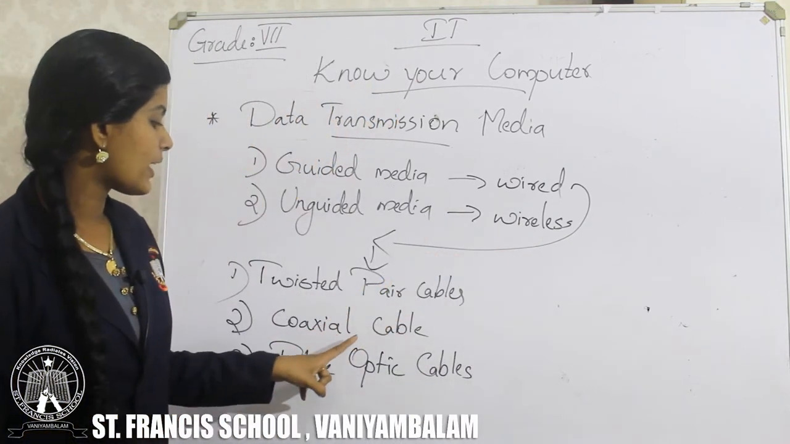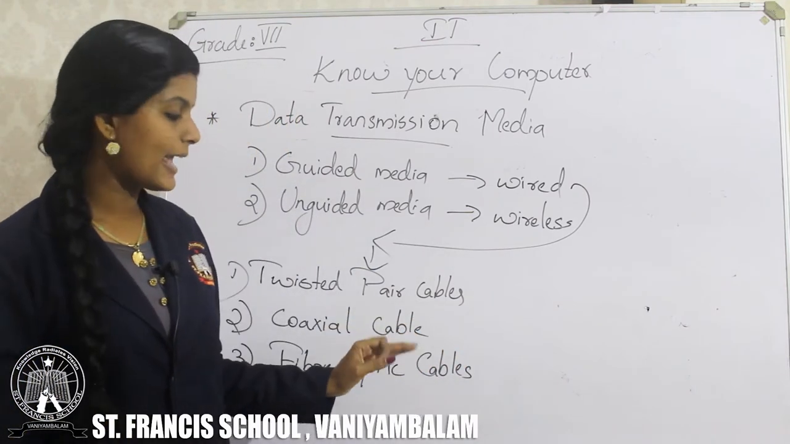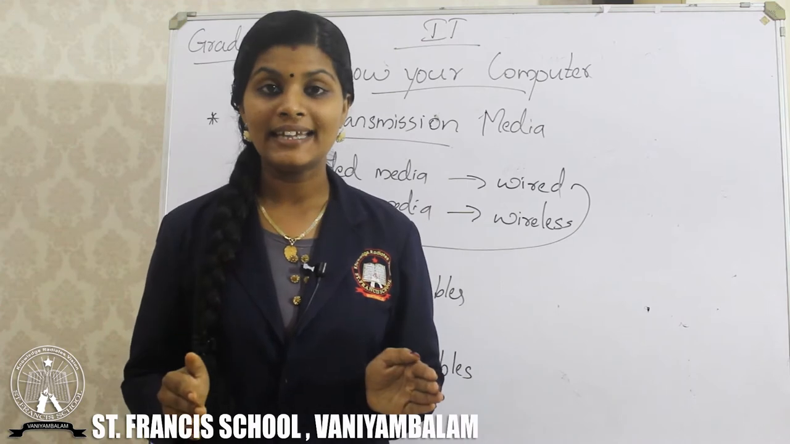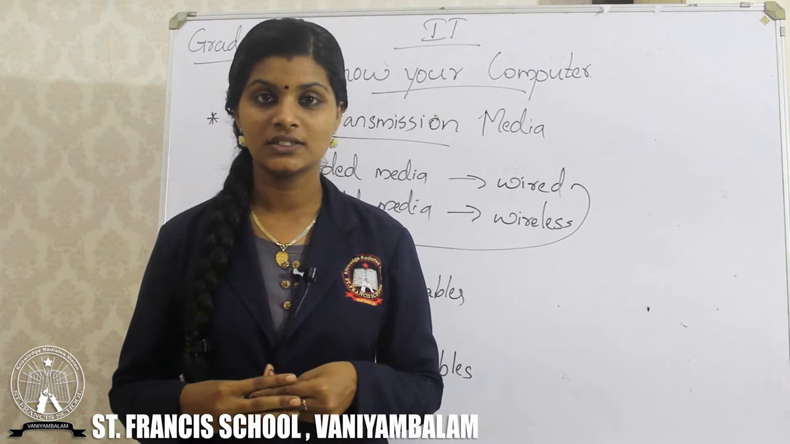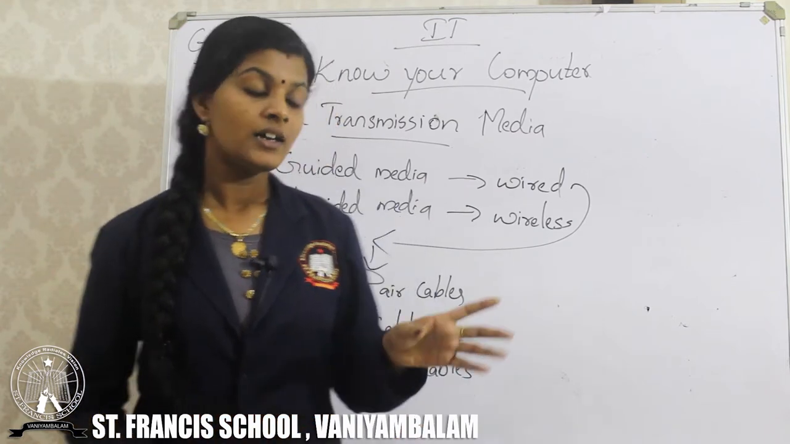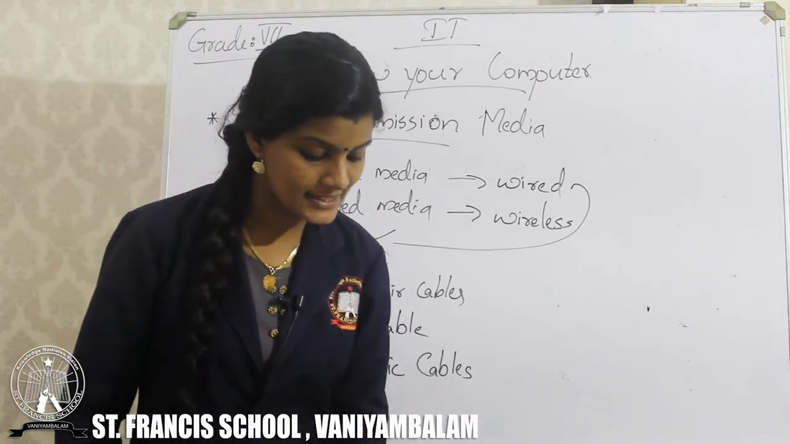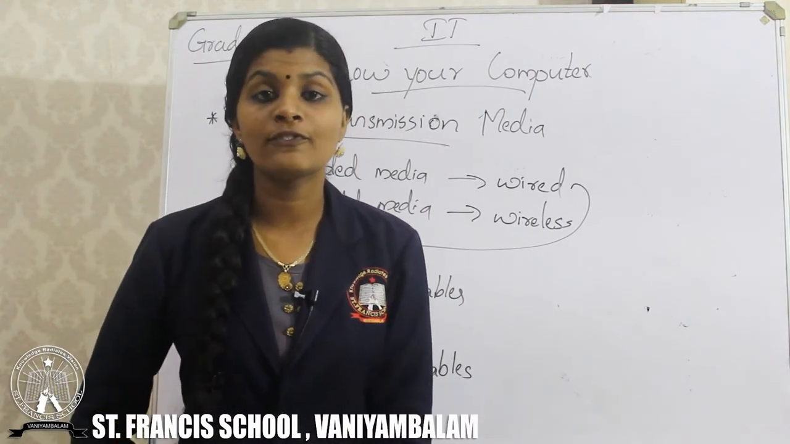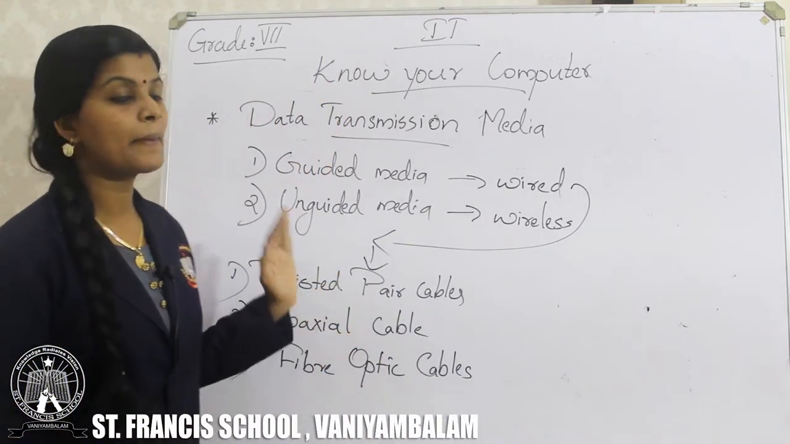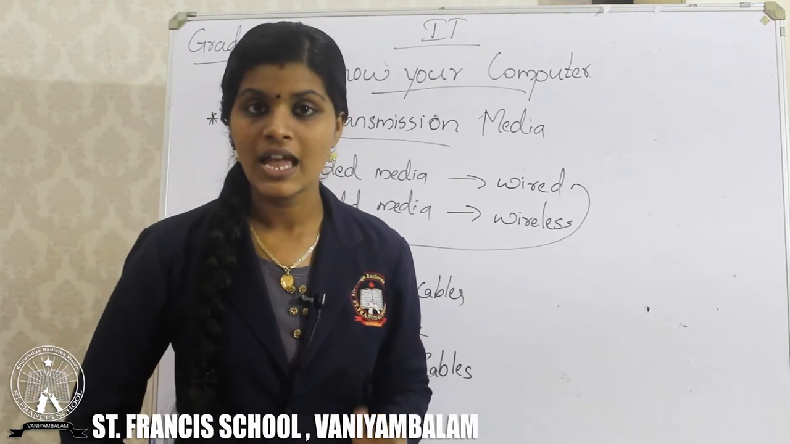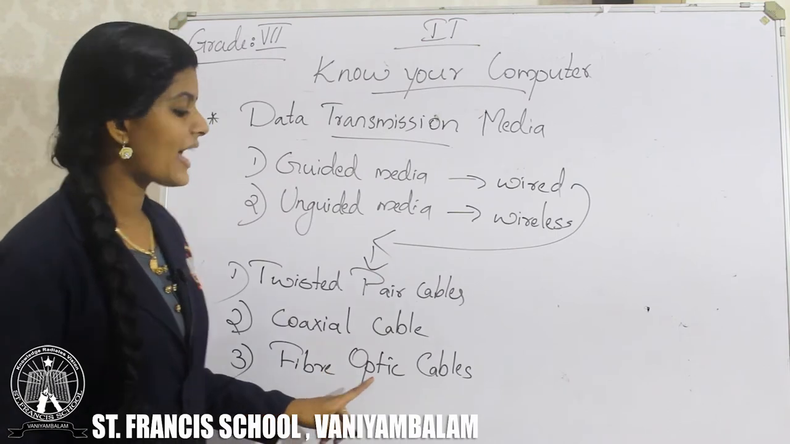The second one is coaxial cable. Coaxial cable is the media used for transmitting the cable TV network. And when compared to twisted pair cables, as we can see in the picture, it is strong and flexible. So compared to twisted pair cable, coaxial cable is more flexible and strong, and it is used in the cable TV network. The third one is fiber optic cables.